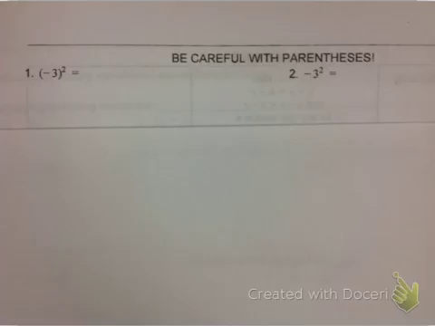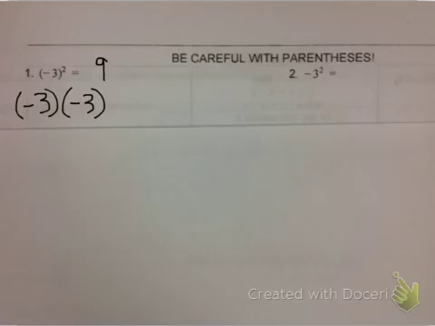So a few things to be careful about with your negatives. One of them is where your parentheses are. So as you can see for number one, the parentheses are around the negative 3. So that means that negative 3 squared means negative 3 times negative 3. And we know that a negative times negative is a positive, so your answer is positive 9.